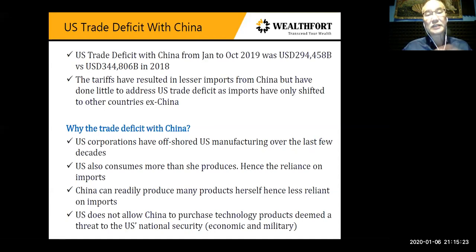So why trade deficit with China? Now, US corporations have offshored US manufacturing over the last few decades to China. US also consumes more than she produces, hence the reliance on imports. Because when manufacturing in the US have moved externally, what US does is just only consume. She produces less.